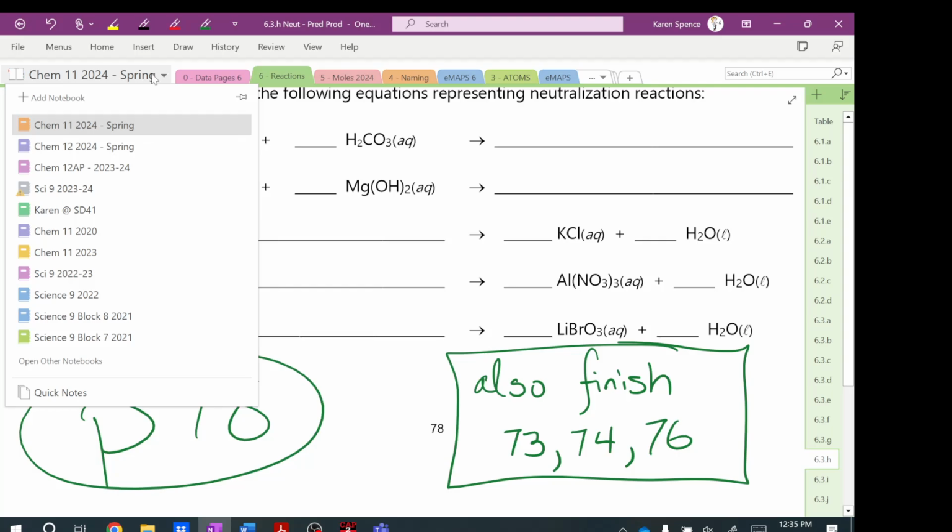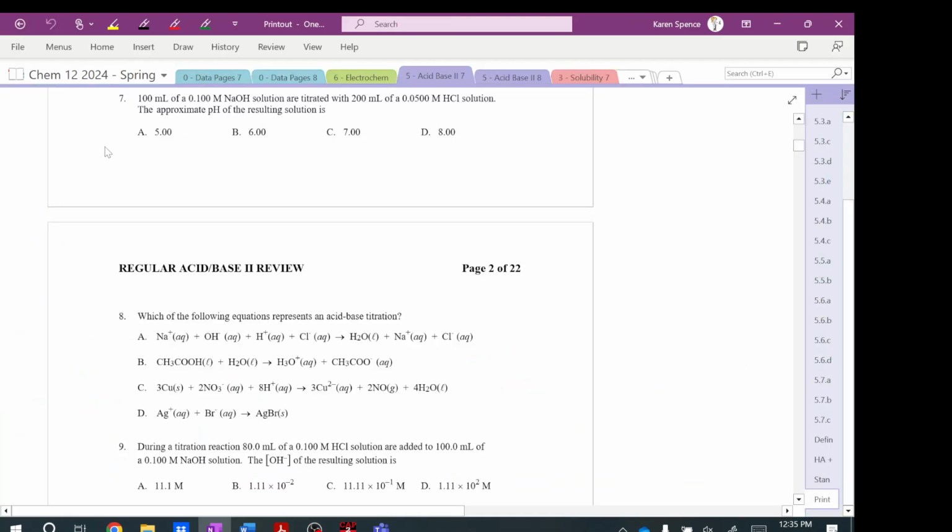Okay, how are we feeling about oxidation numbers? Good? How are we feeling about oxidizing agents and reducing agents?